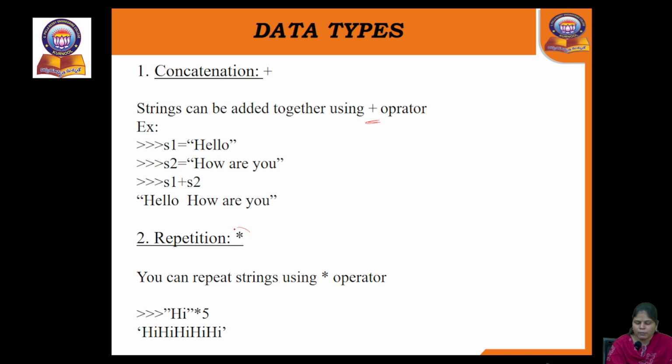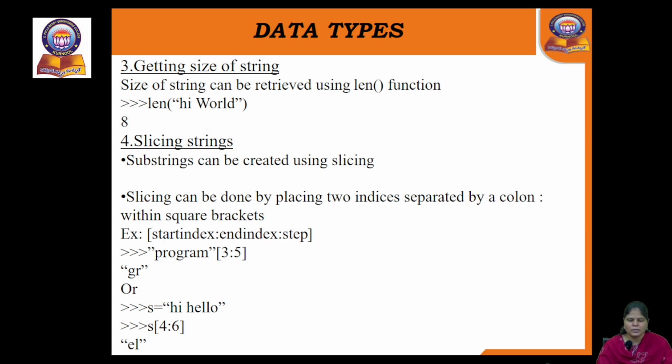So next, repetition. For numbers, if you apply this asterisk symbol, it's multiplication, right? Whereas here it is used for repetition, so we will call it the repetition operator. If I want this particular string to be repeated 5 times or 10 times or 20 times, I just need to multiply that string by 5 or 10 or 20. Then the string will be repeated as many times as you specify, right?